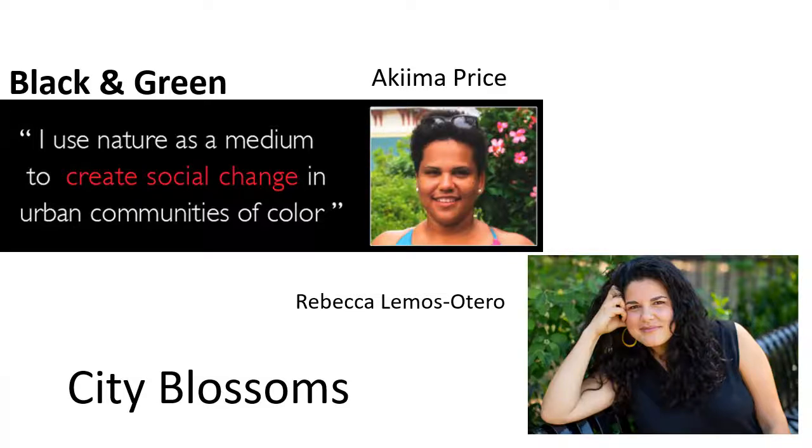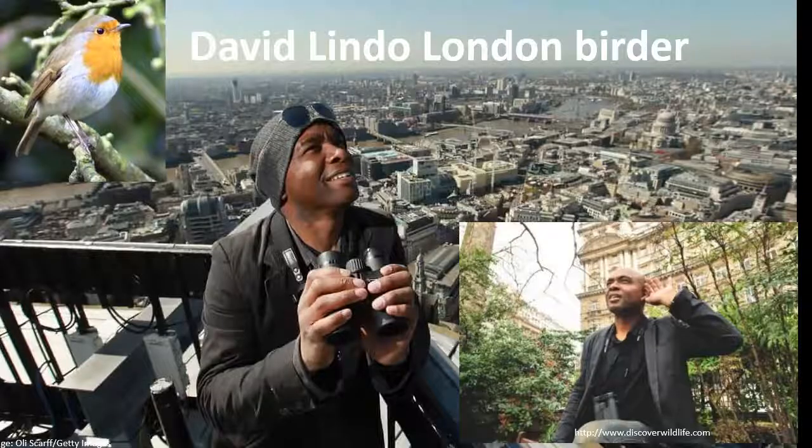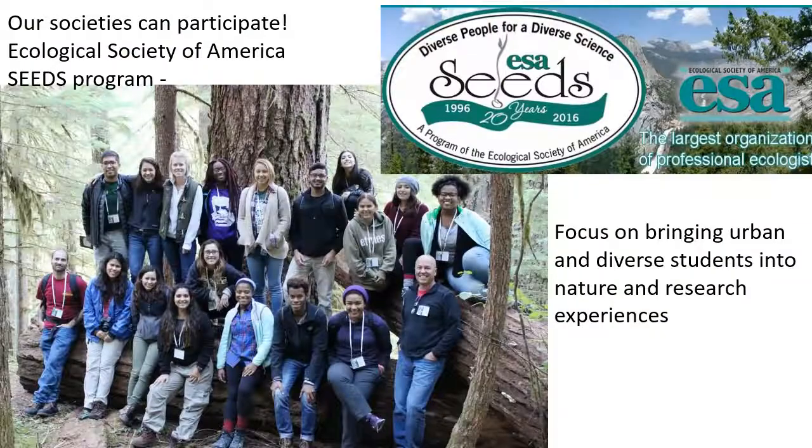And there are also a number of people who are actively working. Akiima Price is spending time in low-income neighborhoods and talking about the benefits of green space and nature and what it can do to serve low-income communities. City Blossoms plants gardens. There's David Lindo, who is this manic urban birder in London, who does bird tours within London, and surveyed the populace and found out that they picked the robin as their favorite bird. He's also a photographer and took that picture.